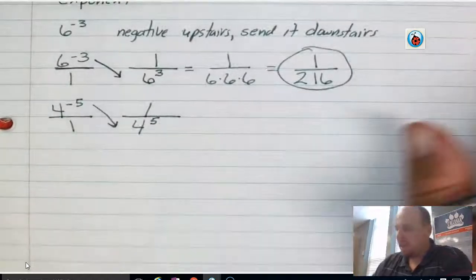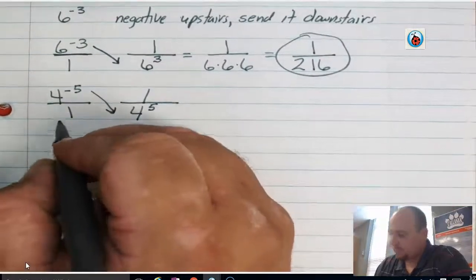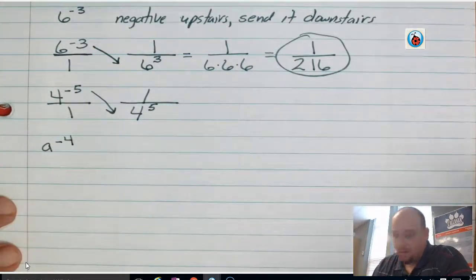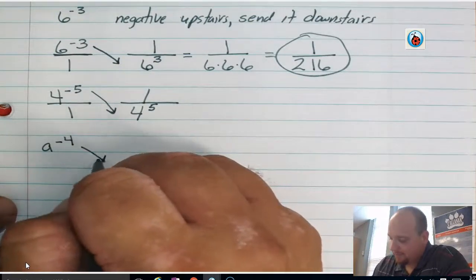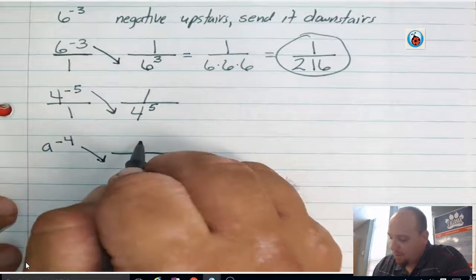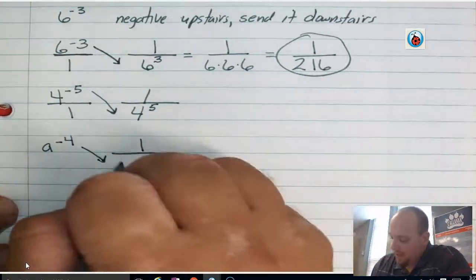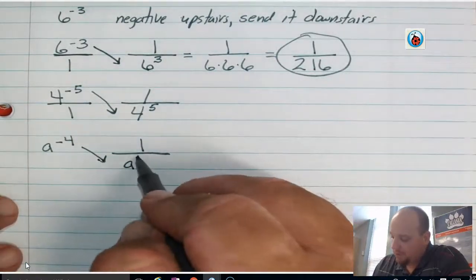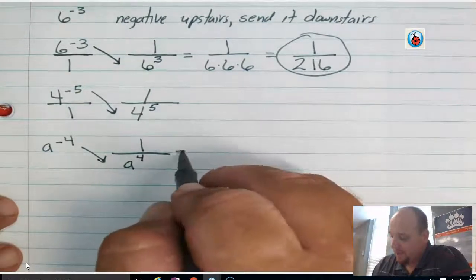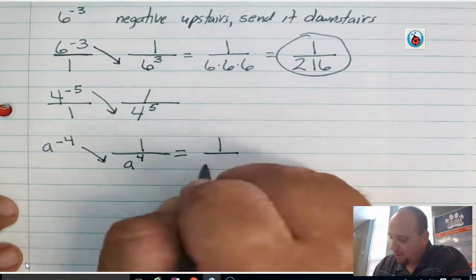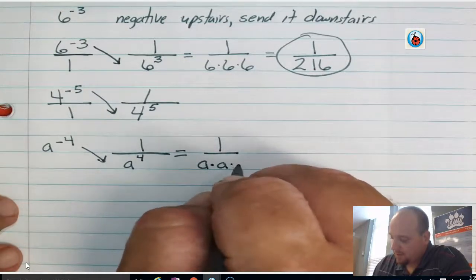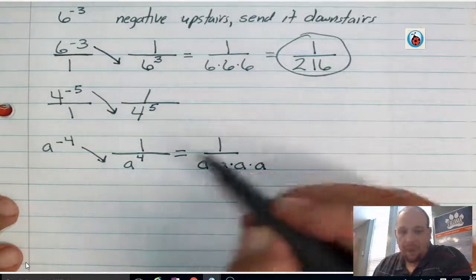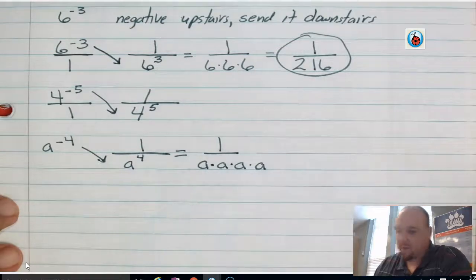So let me go ahead and show you with a variable, Algebra 1. I have a to the negative 4th power. We're going to send that downstairs. We're going to draw that line. We're going to put up a 1 above it. Notice how the base stays the same as a. That negative 4 now changes to a positive 4. So if I expand this out, I would have 1 over a times a times a times a. All right. Please note this is the simplified answer. This is the expanded answer. So I've expanded a to the 4th.